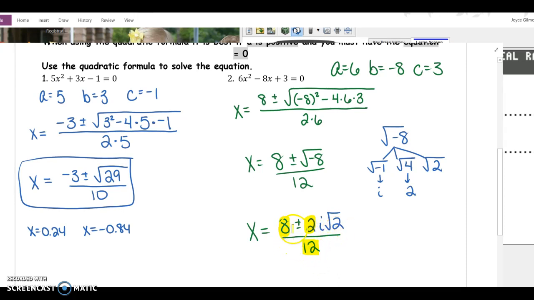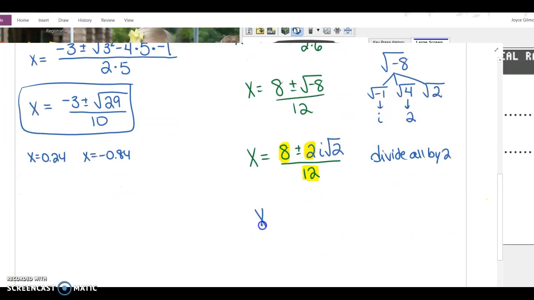by 12. Because we're dividing by 12, you can look at those whole number pieces and cancel out a common factor. So do 8, 2, and 12. Is there some number that you can divide out of all three of those? 2. So we're going to divide everything by 2. That will make our final answer.